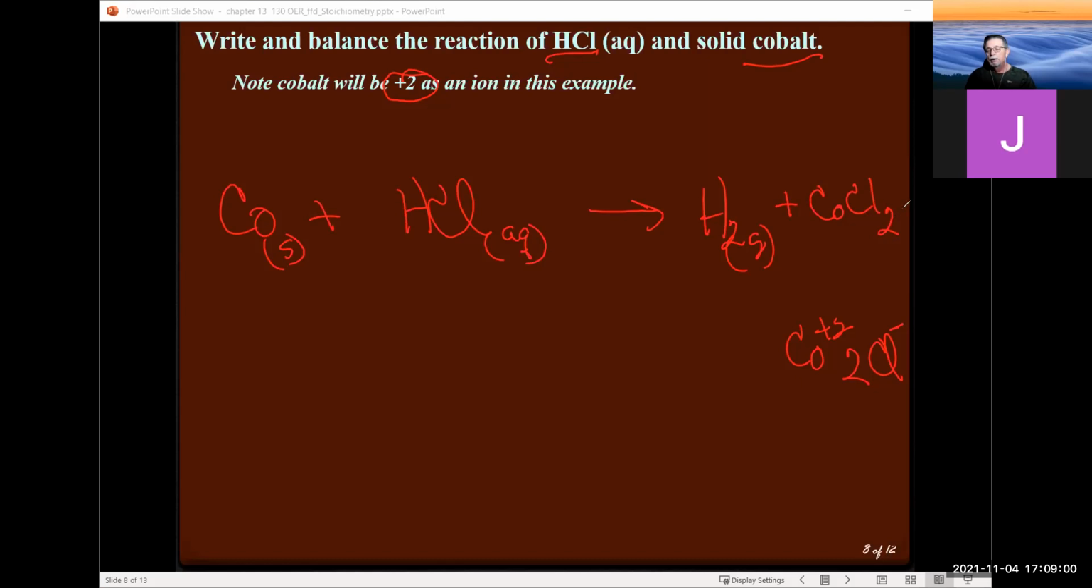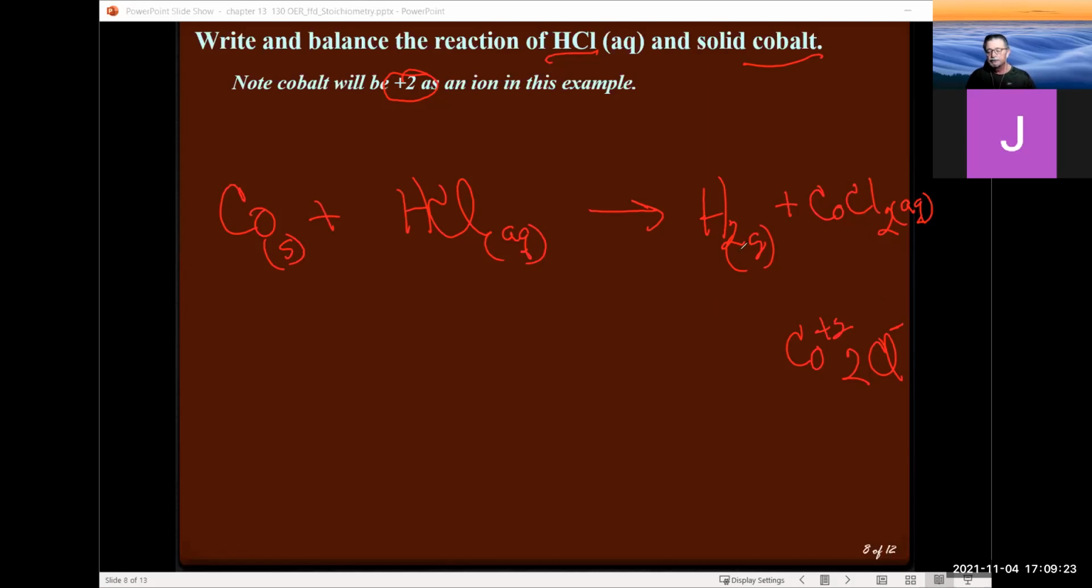Now, with respect to its physical state, if you look at the solubility rules for chlorides, this particular chloride is soluble. There's only 3 examples of halides that are insoluble: lead, mercury, and silver. Okay, so cobalt chloride is soluble.